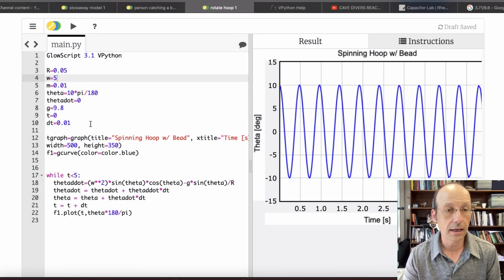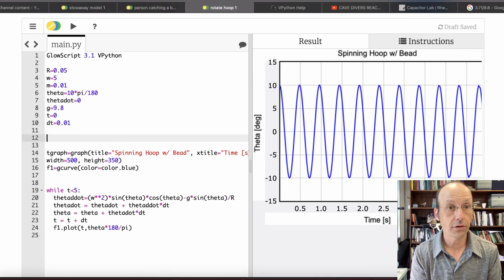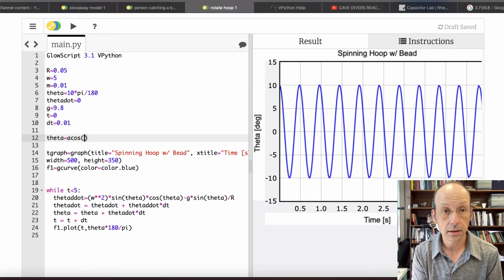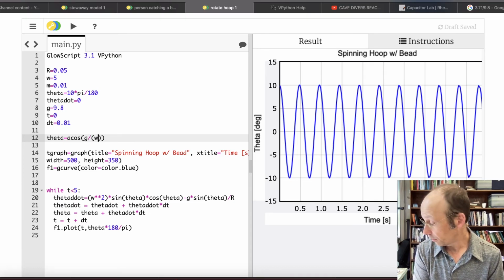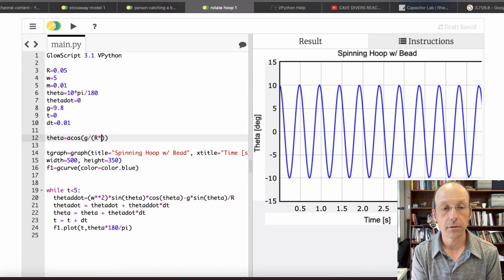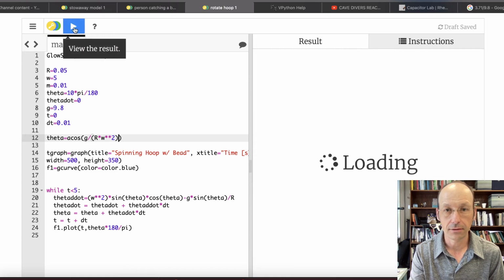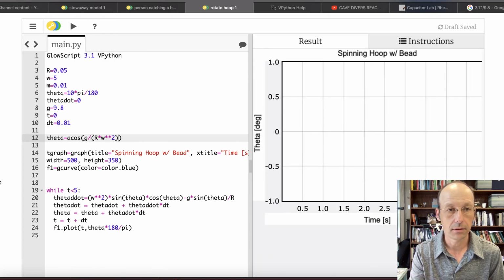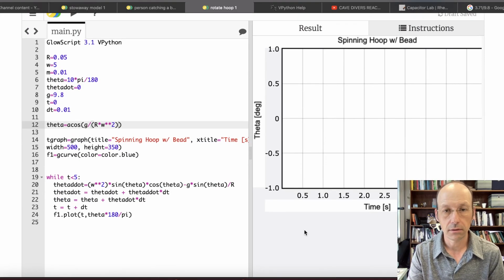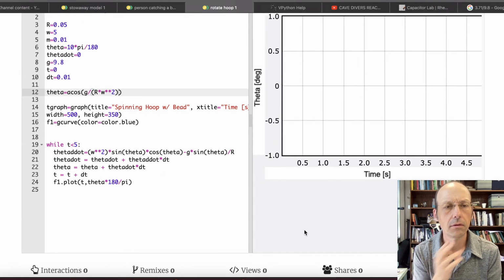So let's calculate that. I'm just going to recalculate theta. Theta equals arc cosine of g divided by omega squared times r. Okay, so that should just have a straight line here. I'm kind of scared. No, something happened. It didn't do anything. Why didn't it print anything?